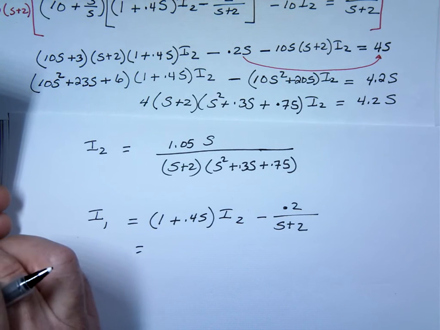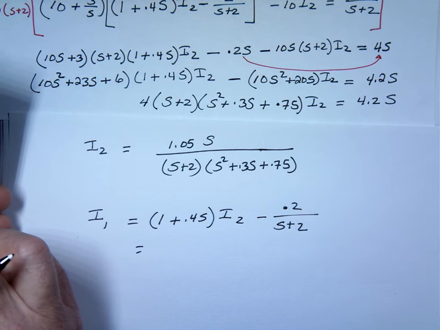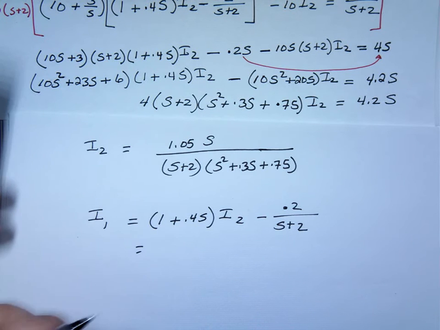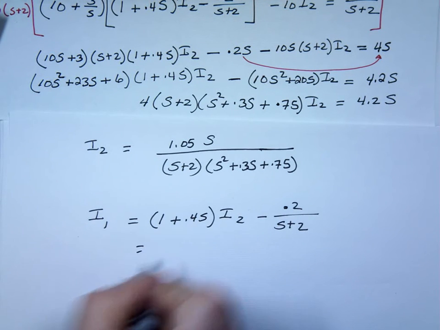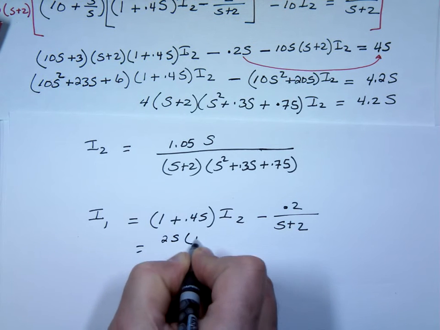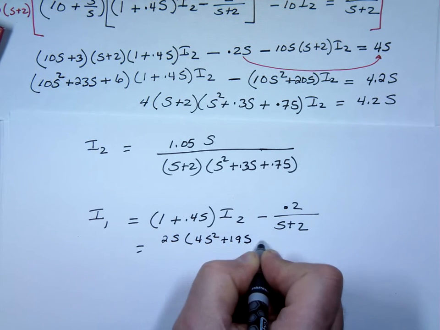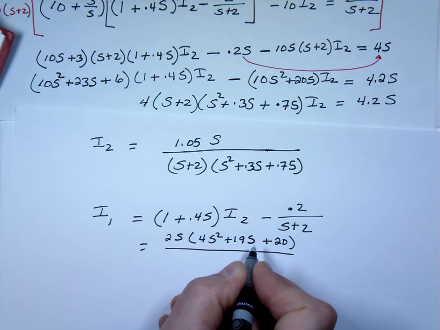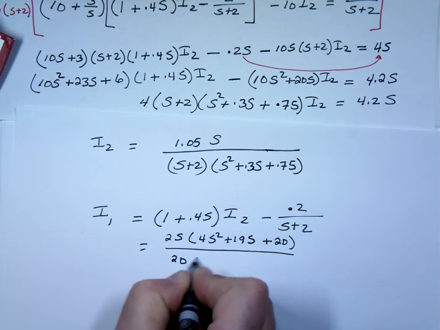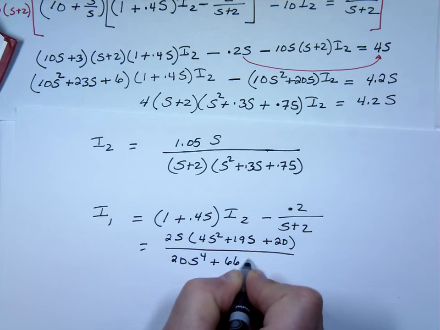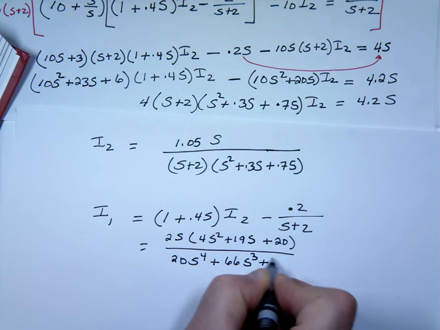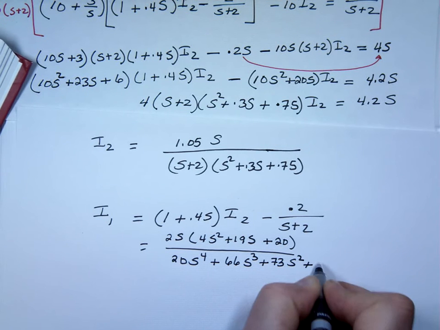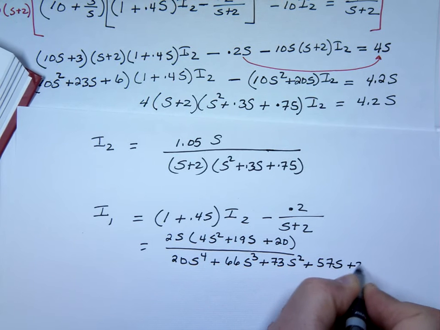It left it the way it is. Didn't like it. Sometimes you can do the green button and then enter, and it'll give you an approximate answer. I'll take the answer from you if you do the math by hand. But according to the book, I sub 1 equals 2S times 4S squared plus 19S plus 20 over 20S to the 4th plus 66S cubed plus 73S squared plus 57S plus 3. Maybe that's why it didn't like it. They couldn't even simplify it more.